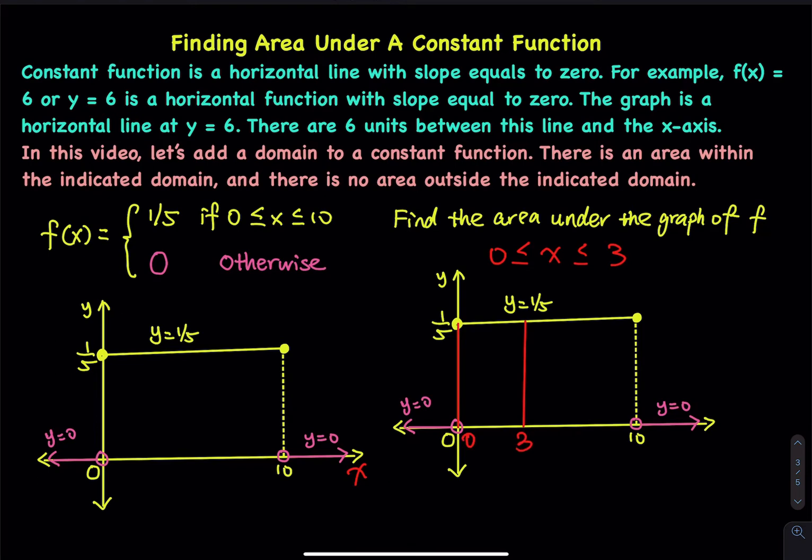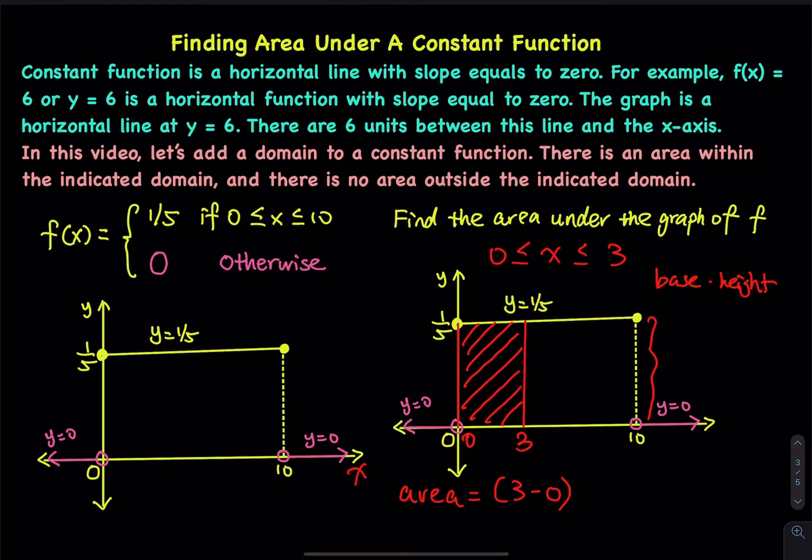So what are we looking for? I am looking for this area: the area under a constant function between x equals to 0 and x equals to 3. That means, how do you find the area of the red rectangle? The area of a rectangle is base times height, right? How long is the base? The base is equal to the big X minus the smaller x, which is 3 minus 0. And then the height is just the constant function, because the distance between the yellow horizontal line and the x-axis is 1/5 unit long, right?